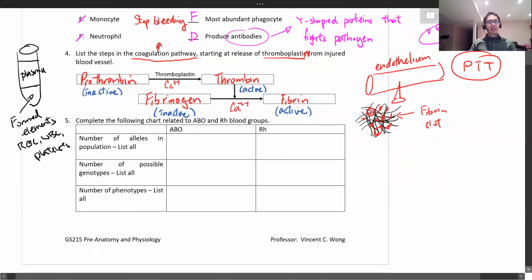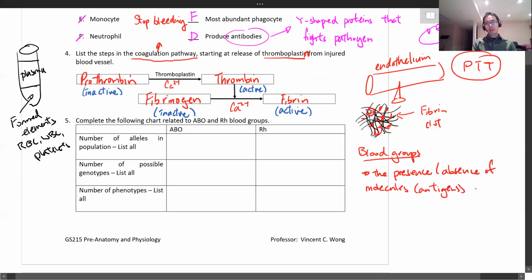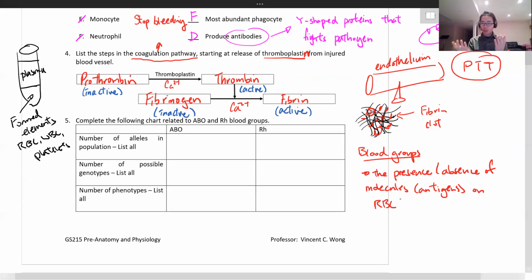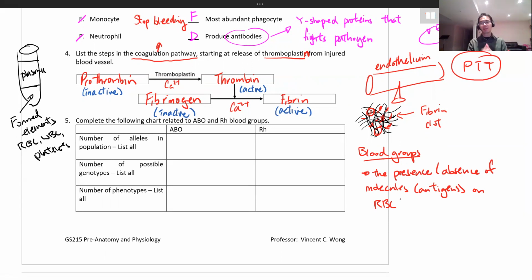Okay, number 5. Complete the following chart related to ABO and Rh blood group. Just to refresh your memory, blood groups are basically the presence or absence of molecules, we call them antigens, on RBC. So we look at your red blood cells, what's on it, what's not on it. That essentially makes up your blood group.